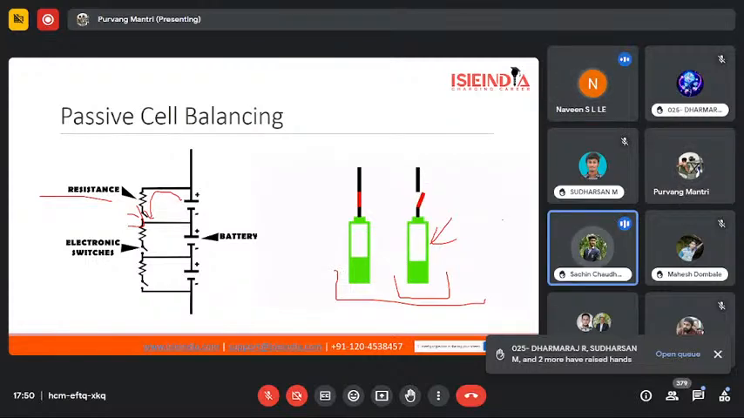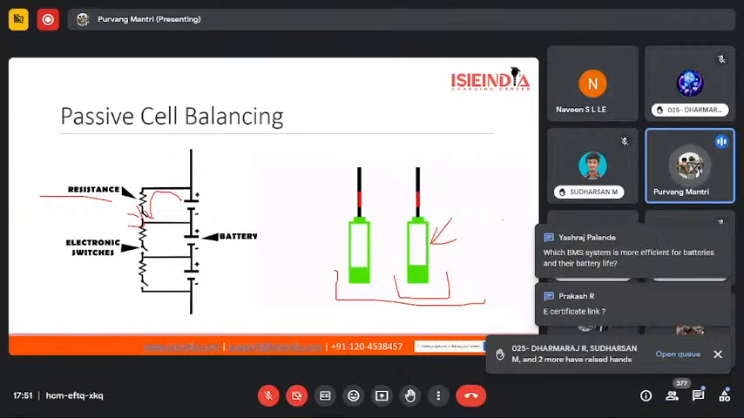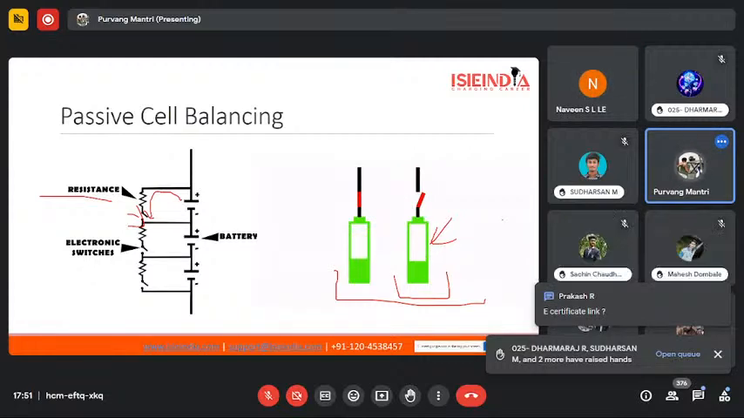Okay, sir, but what is the time at which cell balancing happens, after charging or discharging? Which cell balancing is used? Basically, everyone uses active cell balancing. So in both cases, discharging or charging, it will be active cell balancing.